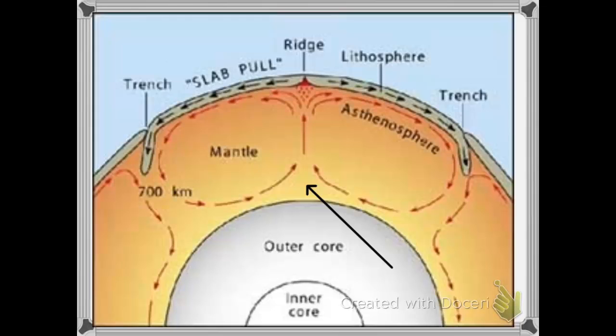At a certain point, that density is going to change. When you heat something up, the particles start to spread out more and more. And so that allows it to rise through the more dense rock around it.